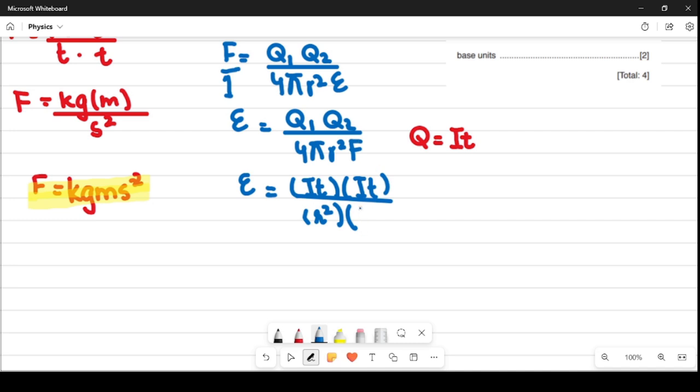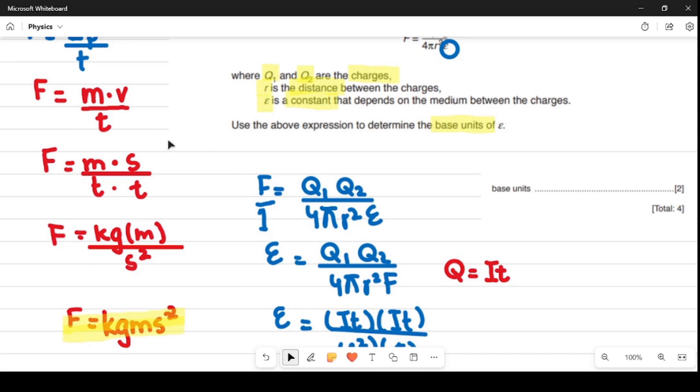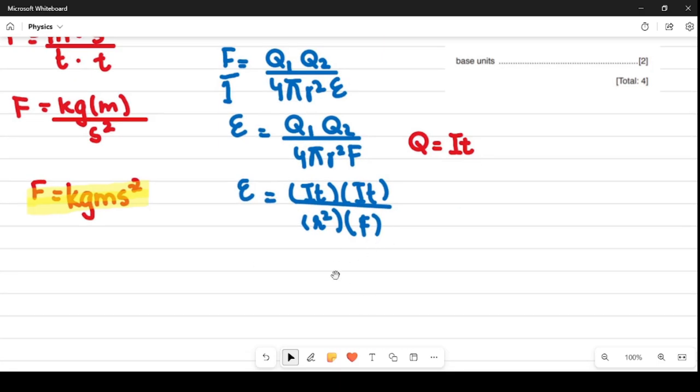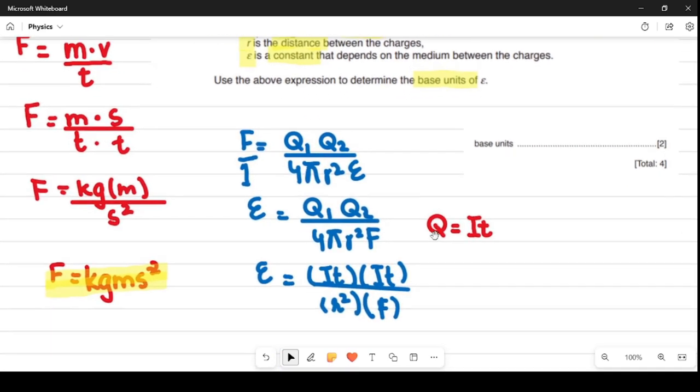F is force. You can write F as m into a and then convert a into v over t, but if we think carefully, we just calculated the units for force after a lot of calculation. So why do we need to waste time over here? We'll just write F and then directly plug in the SI units because we just calculated the SI units for force.